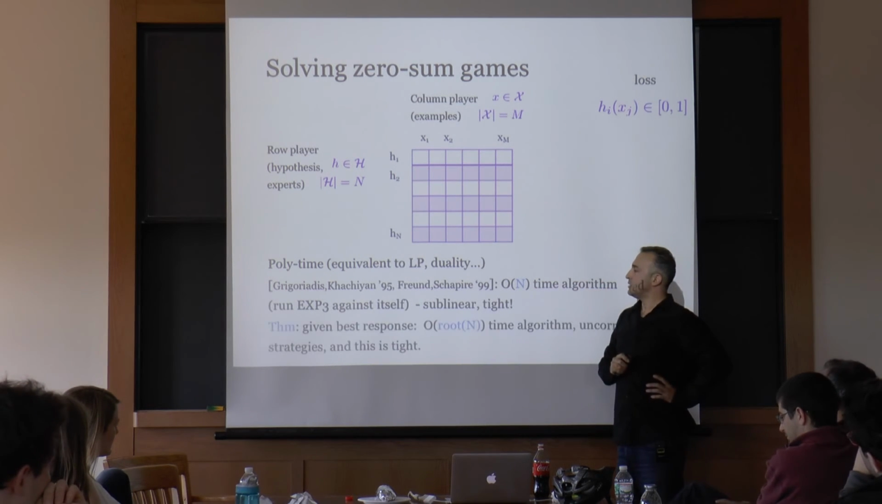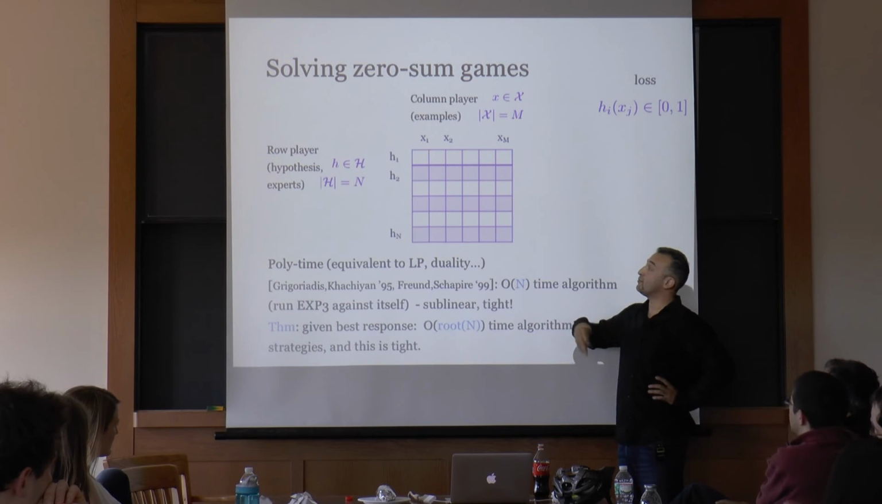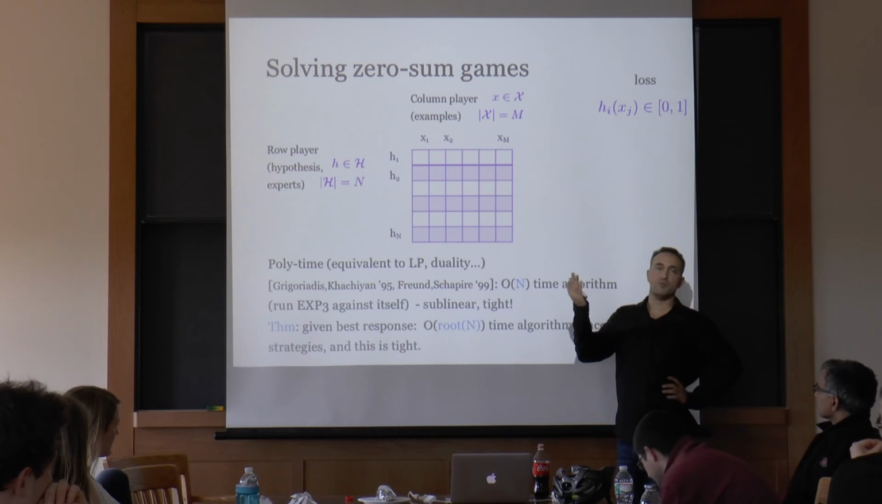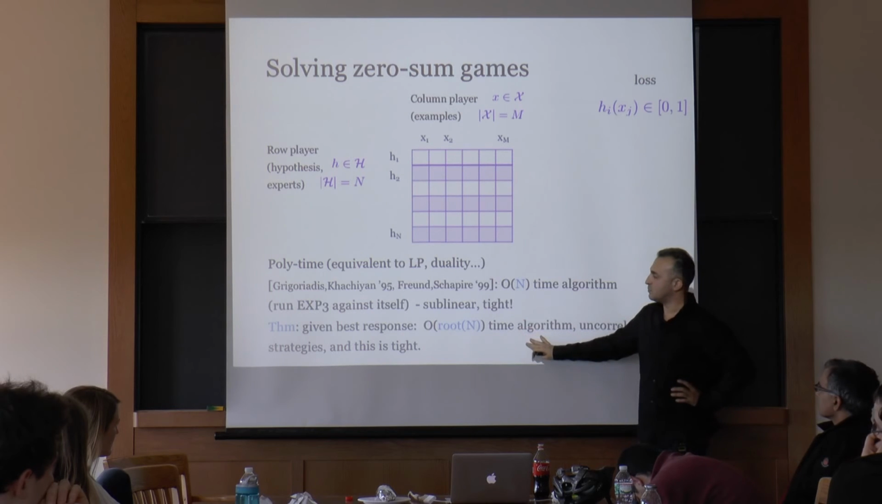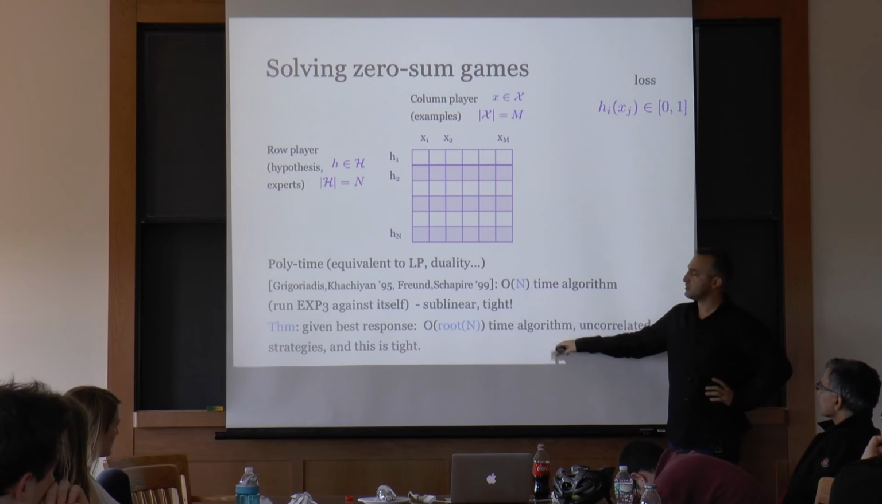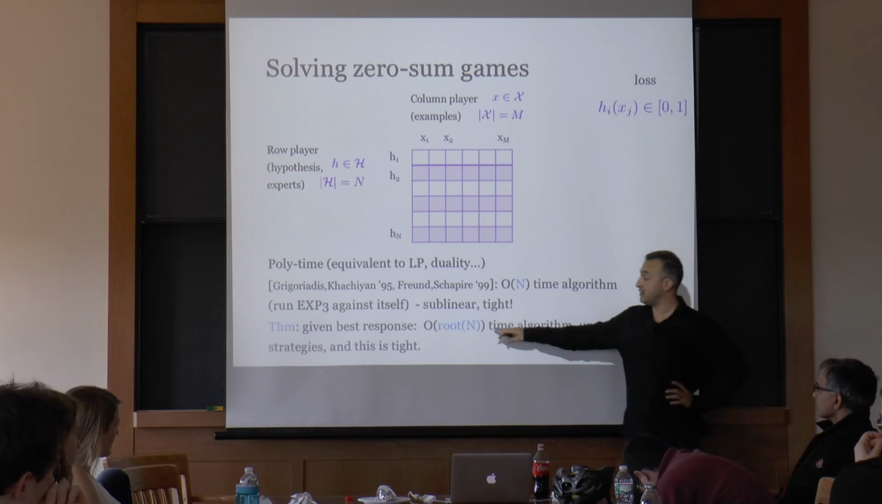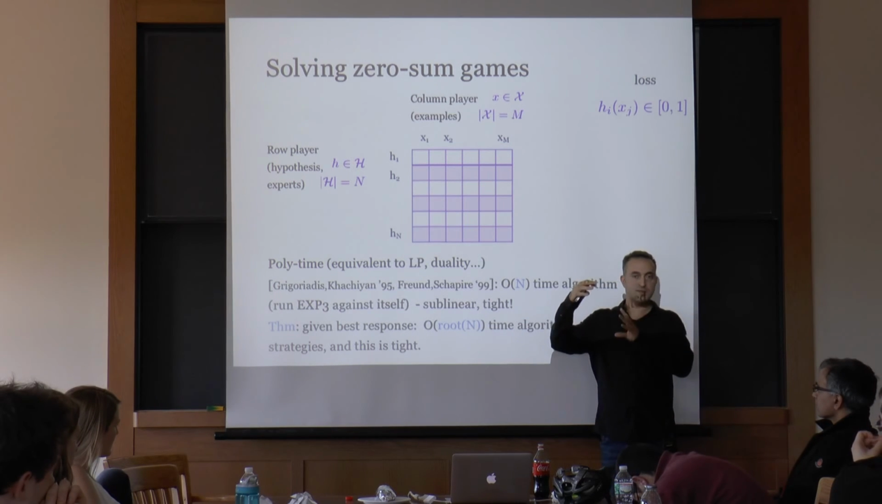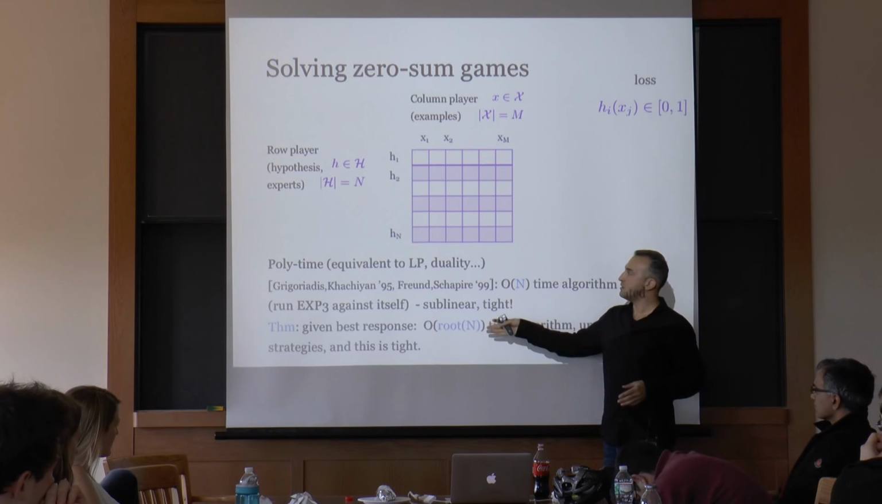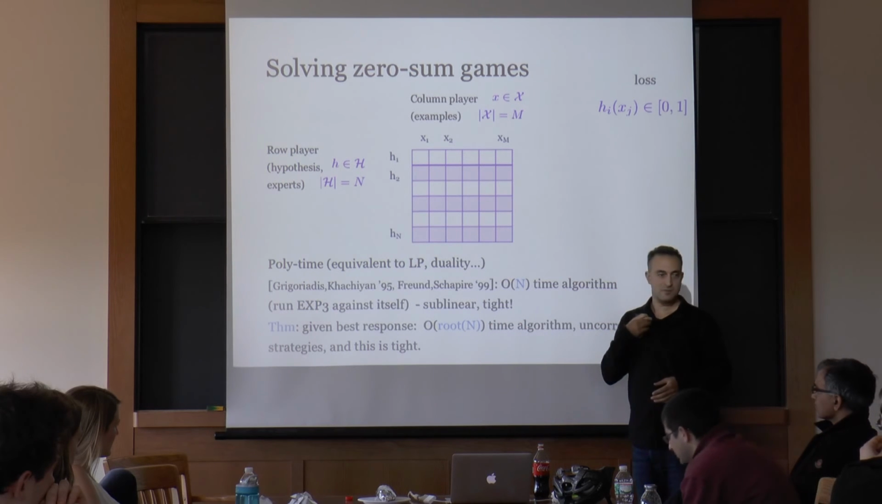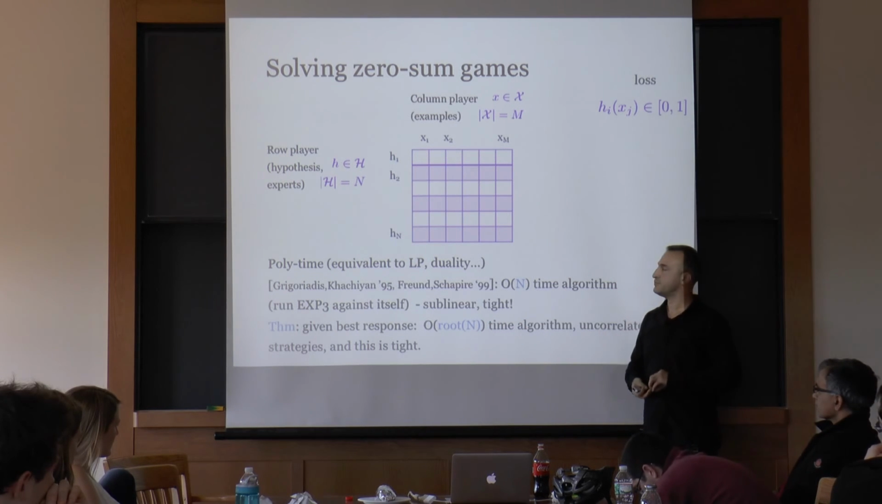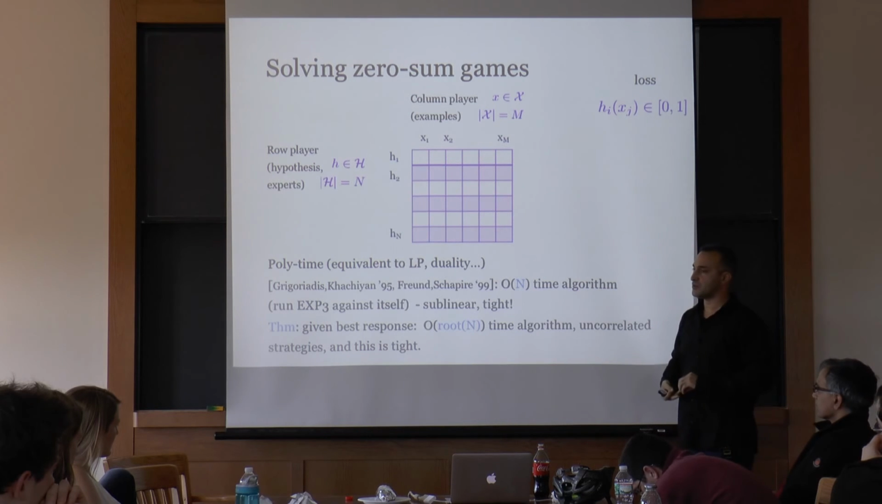Okay? And people have thought, okay, what happens if we have players that have a bit more power? Because this is tight. So what we show, this is a very simple corollary of what I described, is that you can actually do it now in root n. So this is the fourth root of the input size, and this is tight, if you can also compute the best response. Okay. So that's the implication to games.